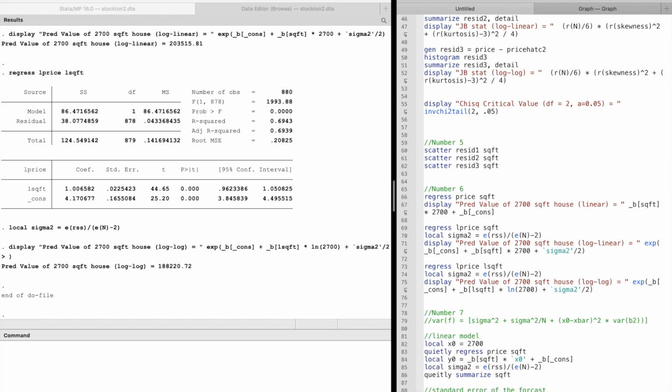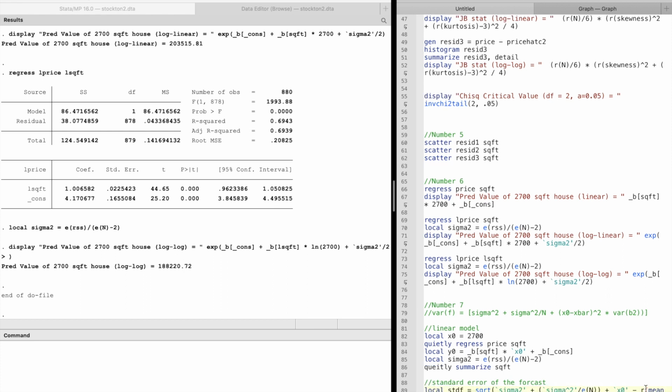Equals standard forecast error equals square root. This is just a little tiresome to type in, but after we type it in once, we can just copy and paste. So x naught.